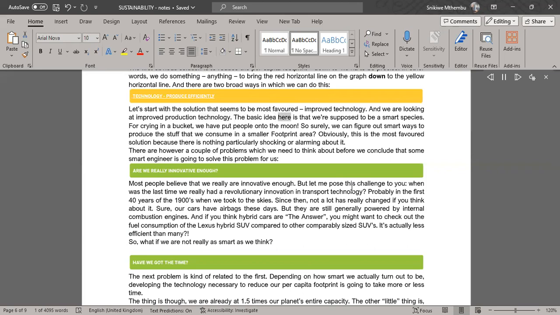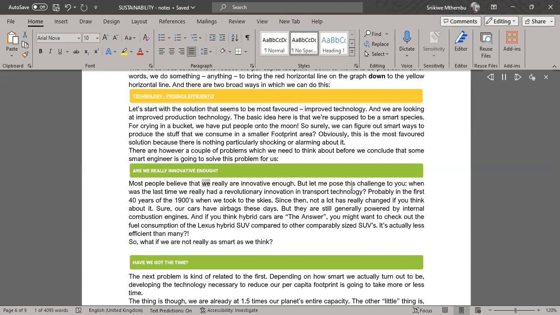The basic idea here is that we're supposed to be a smart species. For crying in a bucket, we have put people onto the moon. So surely, we can figure out smart ways to produce the stuff that we consume in a smaller footprint area. Obviously, this is the most favored solution because there is nothing particularly shocking or alarming about it. There are, however, a couple of problems which we need to think about before we conclude that some smart engineer is going to solve this problem for us.